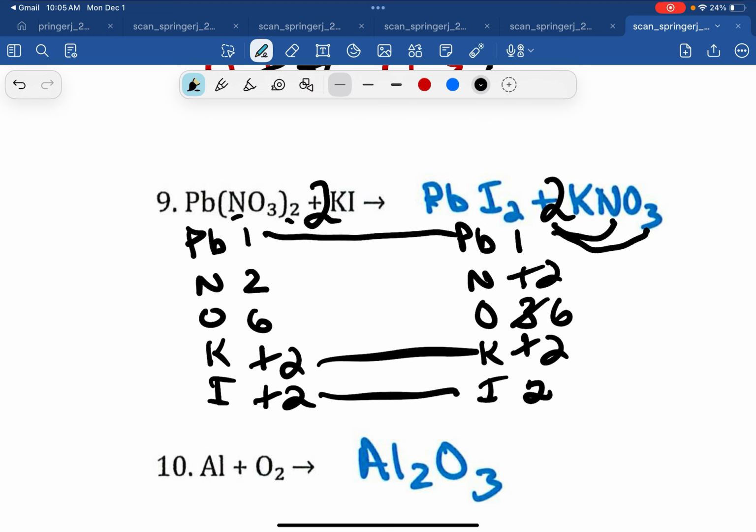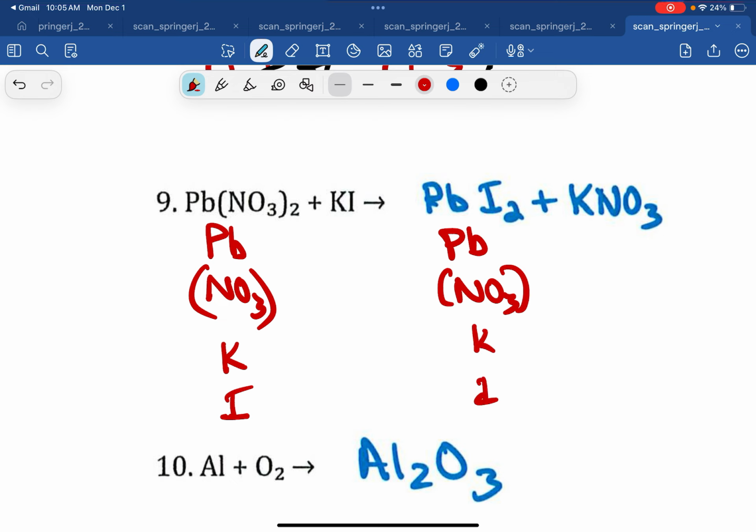Now, another way we could do this, let me start over. Another thing we could do, PB. What if we keep the NO3s together? So now I got PB, I've got two NO3s, I got one K, I got one I. I've got one PB, I've got two I's, I've got one K, I've got one NO3.